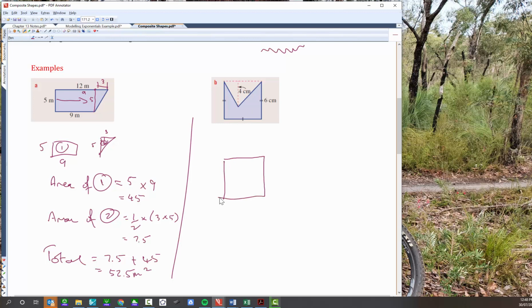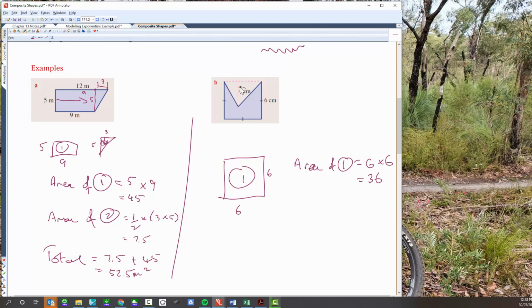So what I'm going to do is find the area of the full square, which I know is 6 by 6. Okay, so area, and I'll call this shape 1. Area of 1 equals 6 by 6, which is 36.